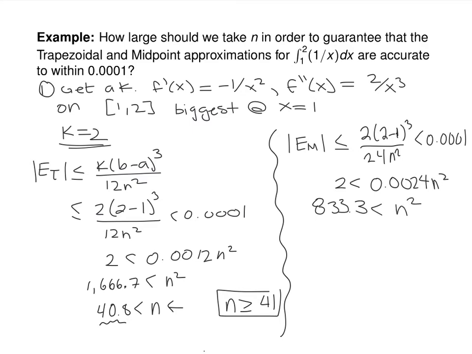Root both sides and you have that 28.9 is less than n, so you have to have an n bigger than or equal to 29. So the pattern wasn't as simple as needing half as many terms for E sub n, but you do definitely need less, and if you were worried about how many operations a computer had to perform, picking the method that was accurate with fewer things would be the better way to go.